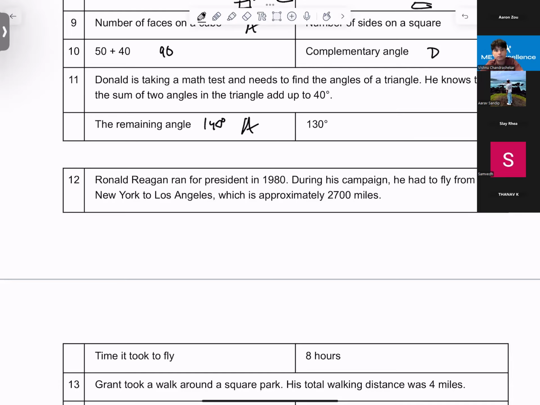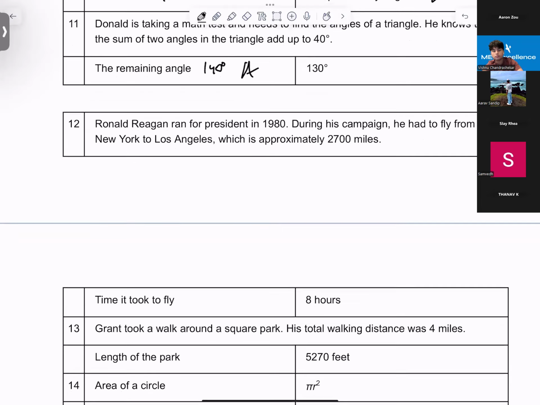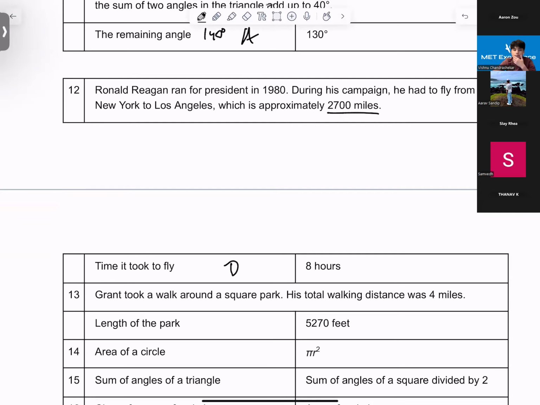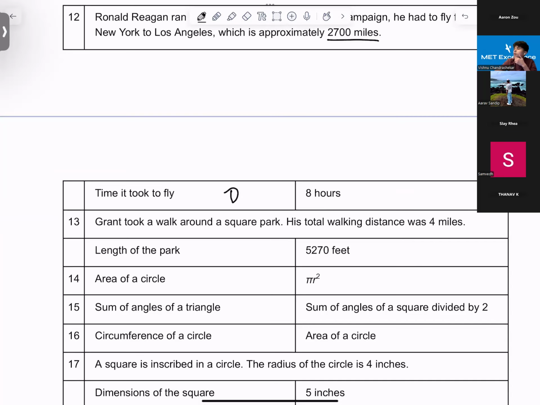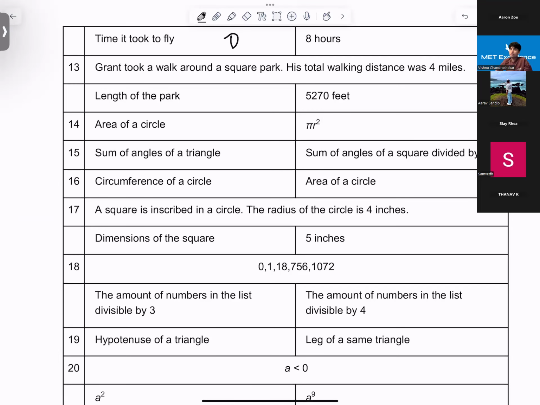All right, for 12, the time it took to fly is not given. It just says the distance and 8 hours, and there's no relationship, so it's going to be D, cannot determine. Okay, for 13, the perimeter is equal to 4 miles. So each side is about 1 mile, which is about 5,280 feet. So quantity A would be 5,280 feet, and quantity B is 5,270 feet. So in this case, it would be A.